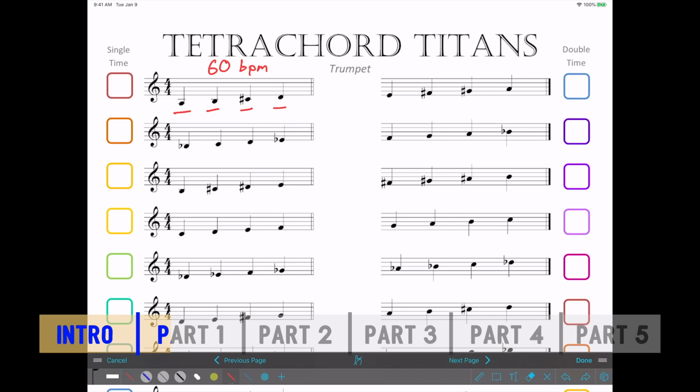Once you have the left 4 notes, do the same thing with the right 4 notes and do those separately. Finally, when you feel confident that you can do the left side and then separately the right side, let's put them together with an out and then an in breath in between. Doing the left side and then the right side at 60 beats per minute with every single note perfect and no mess ups means that you can do a single time tetrachord tighten.